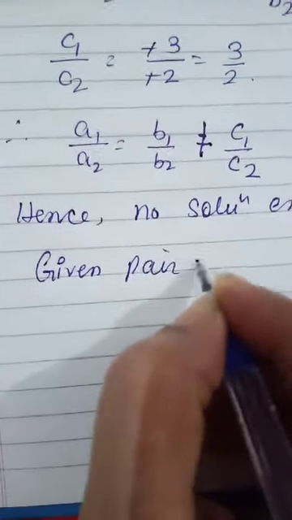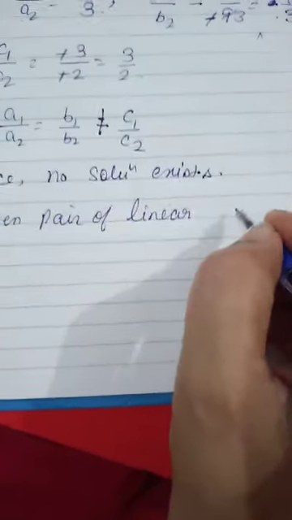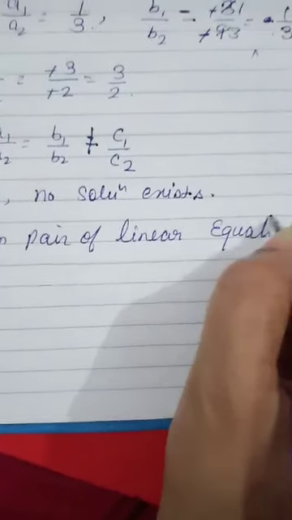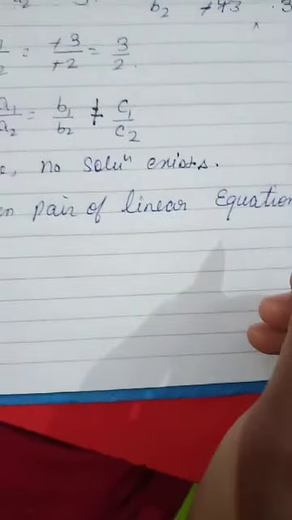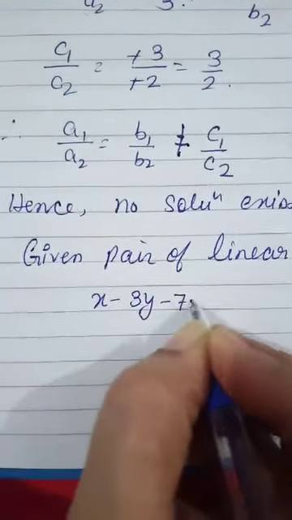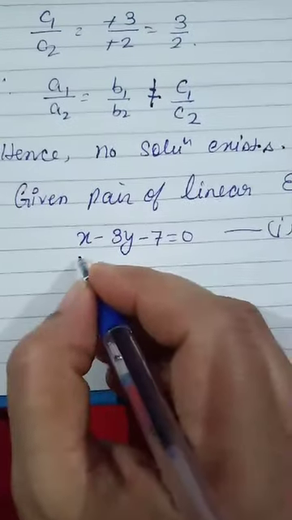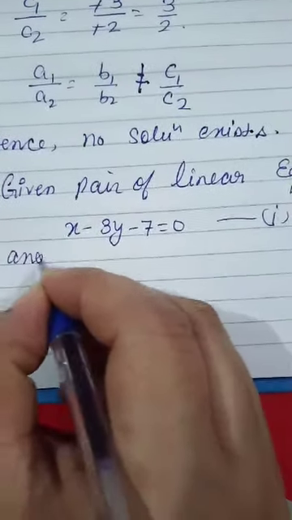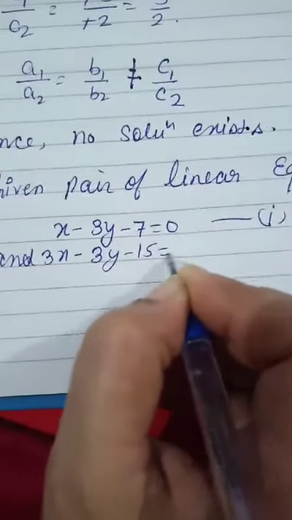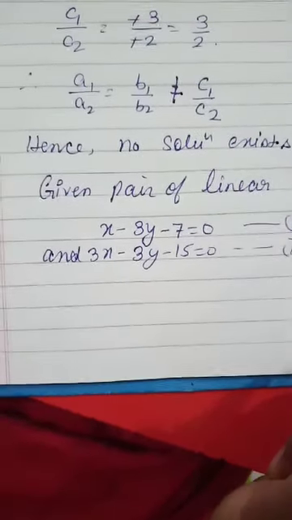pair of linear equations. Pair of linear equations. X minus 3y minus 7 is equal to 0. This is my first equation. Now second is 3x minus 3y minus 15 is equal to 0. This is my second equation. So this is our pair of linear equation.